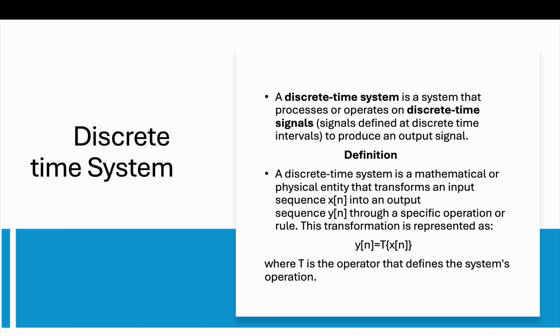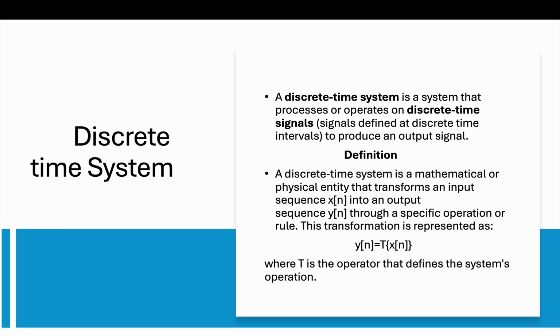A discrete time system is a mathematical or physical entity that transforms an input signal sequence x of n into output sequence y of n through some specific operation or rule. The transformation can be represented as y of n equal to T on x of n, where T defines the type of operation. So, to be very specific, we can define it in this way.